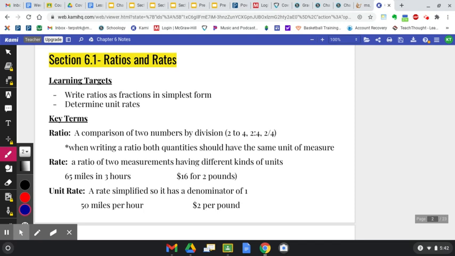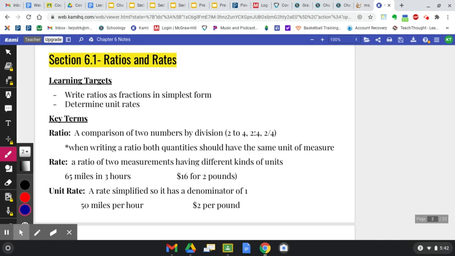When writing a ratio, both quantities should have the same unit of measure. Meaning, I'm not going to say that the ratio is 12 inches to 5 feet, right? We would say that it's 12 to 60, right? Because 5 feet is 60 inches. Or we could say 1 to 5 because 12 inches is a foot. So you have to get them in the same unit in order to consider it a ratio.